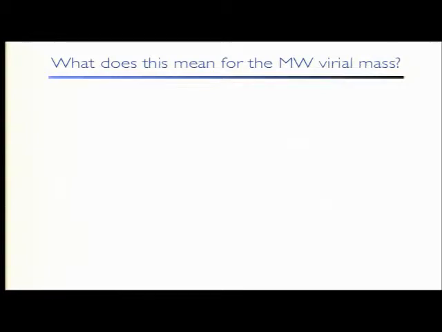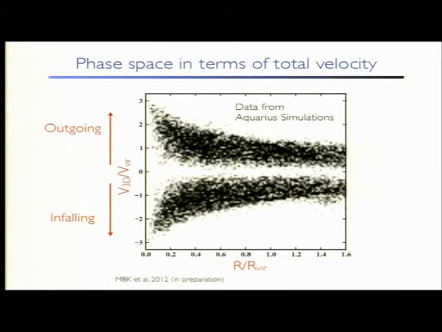So what does this mean for the Milky Way virial mass? Well, what I'd like to do is use simulations to try to interpret this motion of Leo 1 and get a constraint on the Milky Way virial mass. So what I've got here is a phase space now in terms of total velocity. I've scaled quantities by their virial quantities. So this is the 3D, the spatial velocity relative to the virial velocity of the host. This is the radius relative to the host. And the black points are data from the Aquarius simulations.